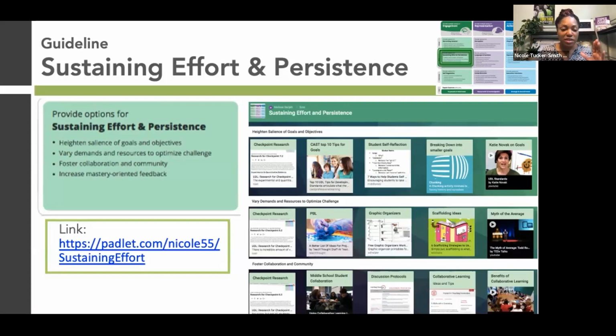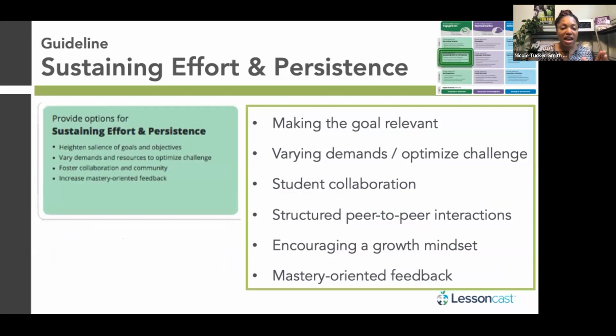It's in the materials, but then also, just to give you kind of the highlight, when we're thinking about sustaining effort and persistence, some of the things that we can do just in terms of our environment is making sure that the goal feels relevant, thinking about ways to vary demands, optimize challenge.